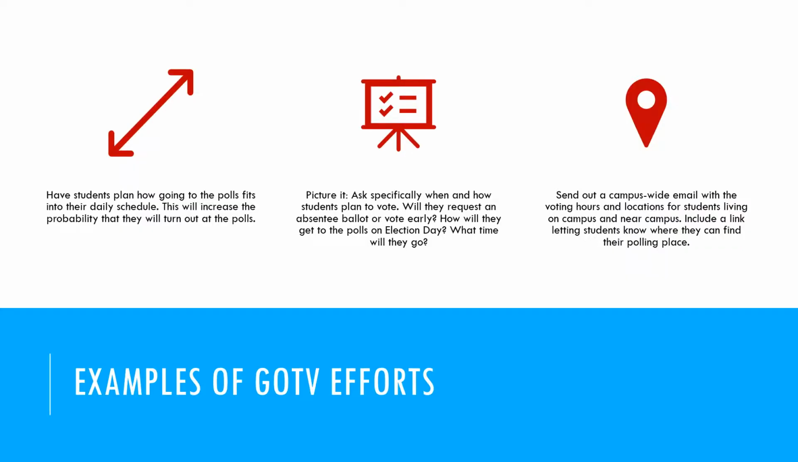It is important to maximize your outreach. Your goal should be to reach as many people as possible before the polls close. So you might be wondering what this looks like. Be prepared to ask students at your events how going to the polls fits into their daily schedule. What time will they go? Will they request an absentee ballot or vote early? You can also send out a campus-wide email with the voting hours and locations for students living on campus and near campus.